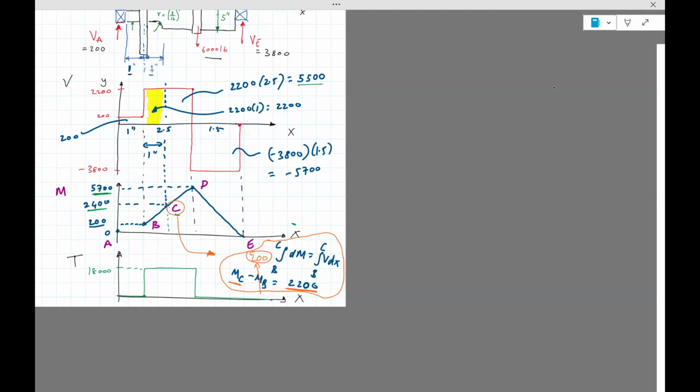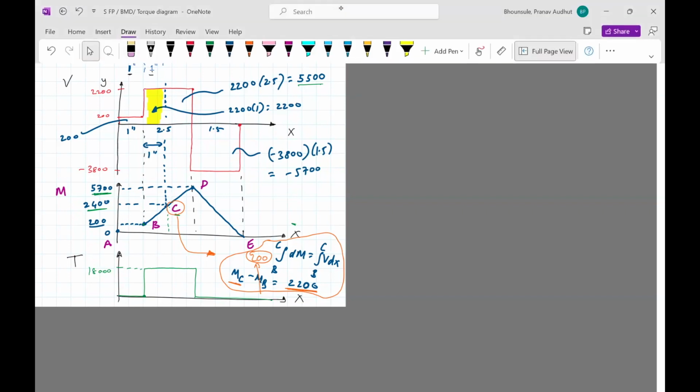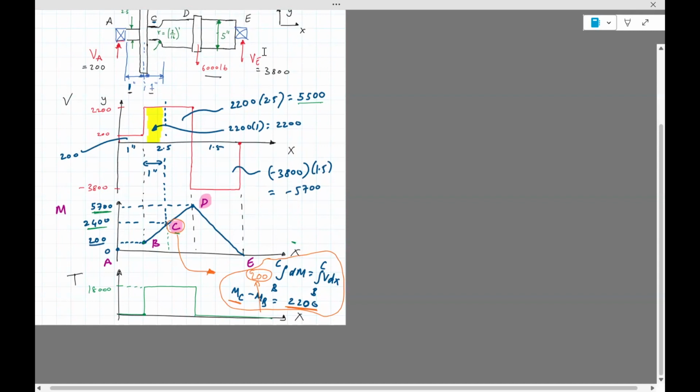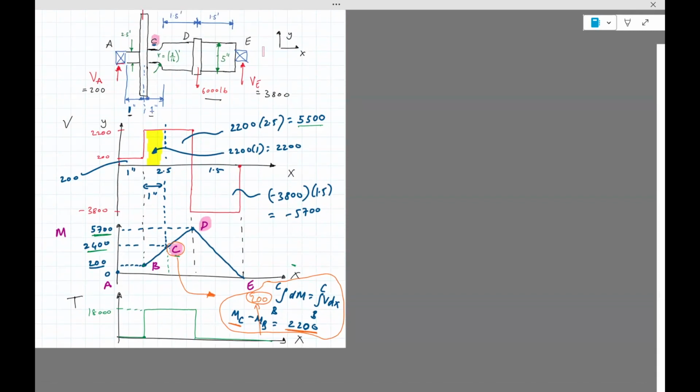Now there are two candidates here. One candidate is D, right? Because the moment here is 5,700, and the other candidate is C. And why would C be a candidate? It's because there's a change in geometry at C, there's stress concentration, and the stress concentration will lead to a KT, and if the KT is high enough, then you would have high stresses at C. Okay, so there are two candidates.